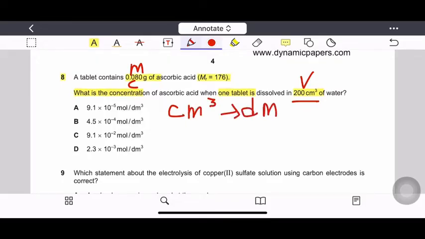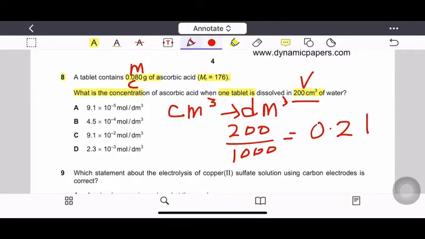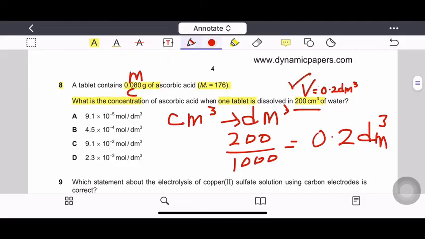How? You have to divide by 1000. So 200 divided by 1000. It will become 0.2 cubic decimeters. So volume is equal to 0.2 cubic decimeters.